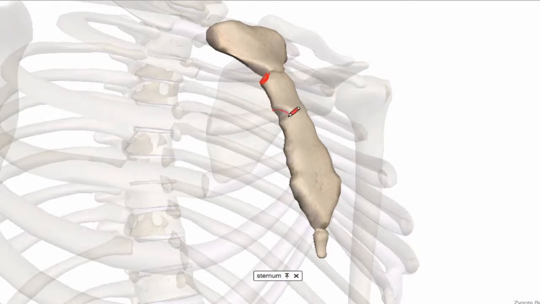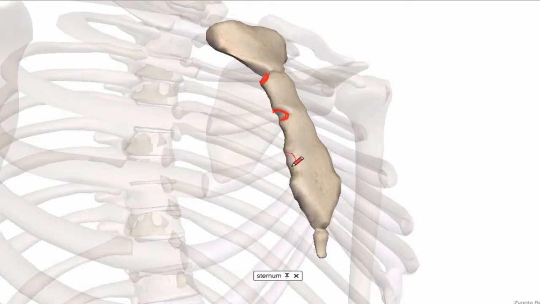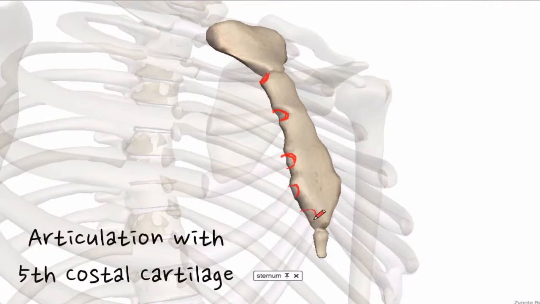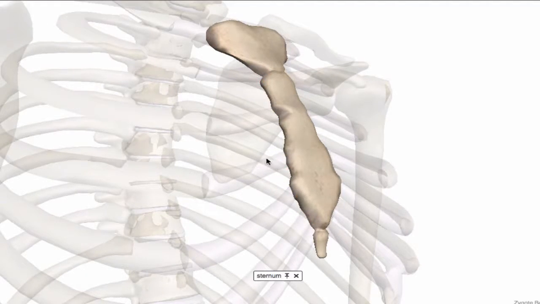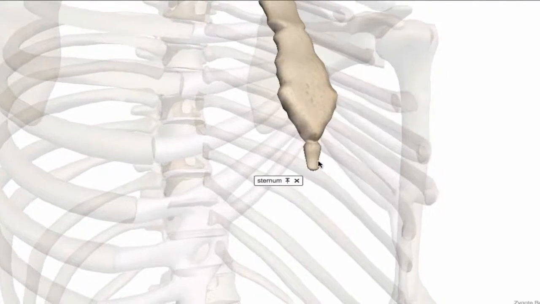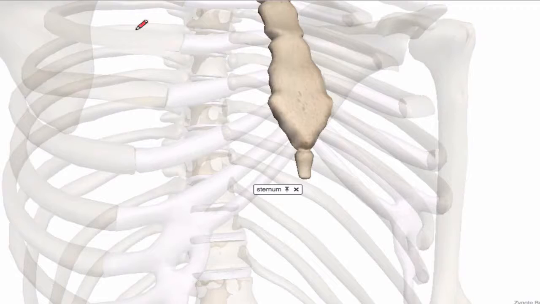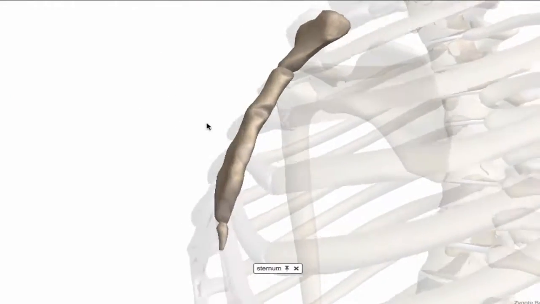Now you have the articulation here for the third costal cartilage, for the fourth right here, the fifth, the sixth, and let me clear this out and move a little bit so I can show you where the seventh costal cartilage is going to articulate, and it's right here. So you have an idea of where the costal cartilages are going to be articulating with the body of the sternum.